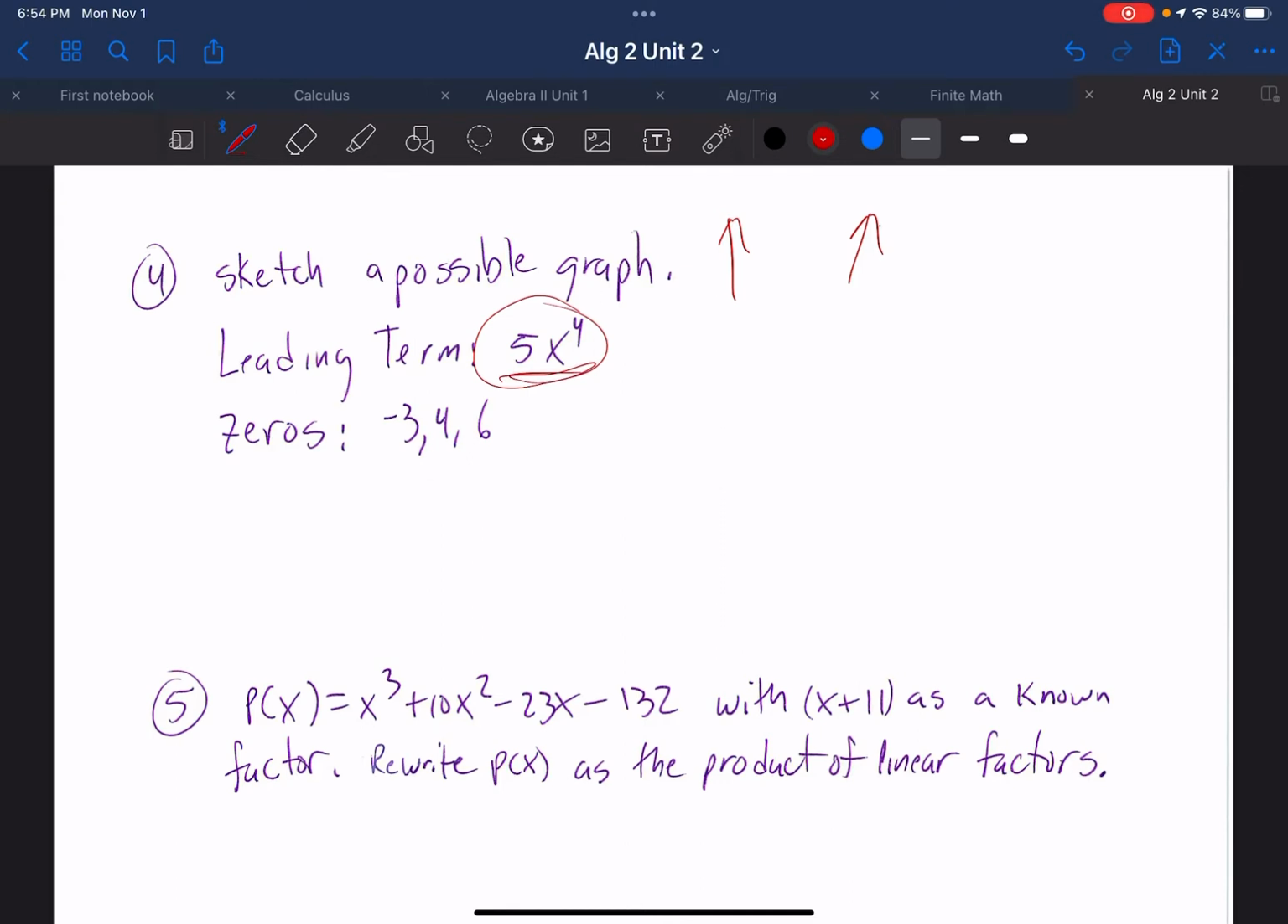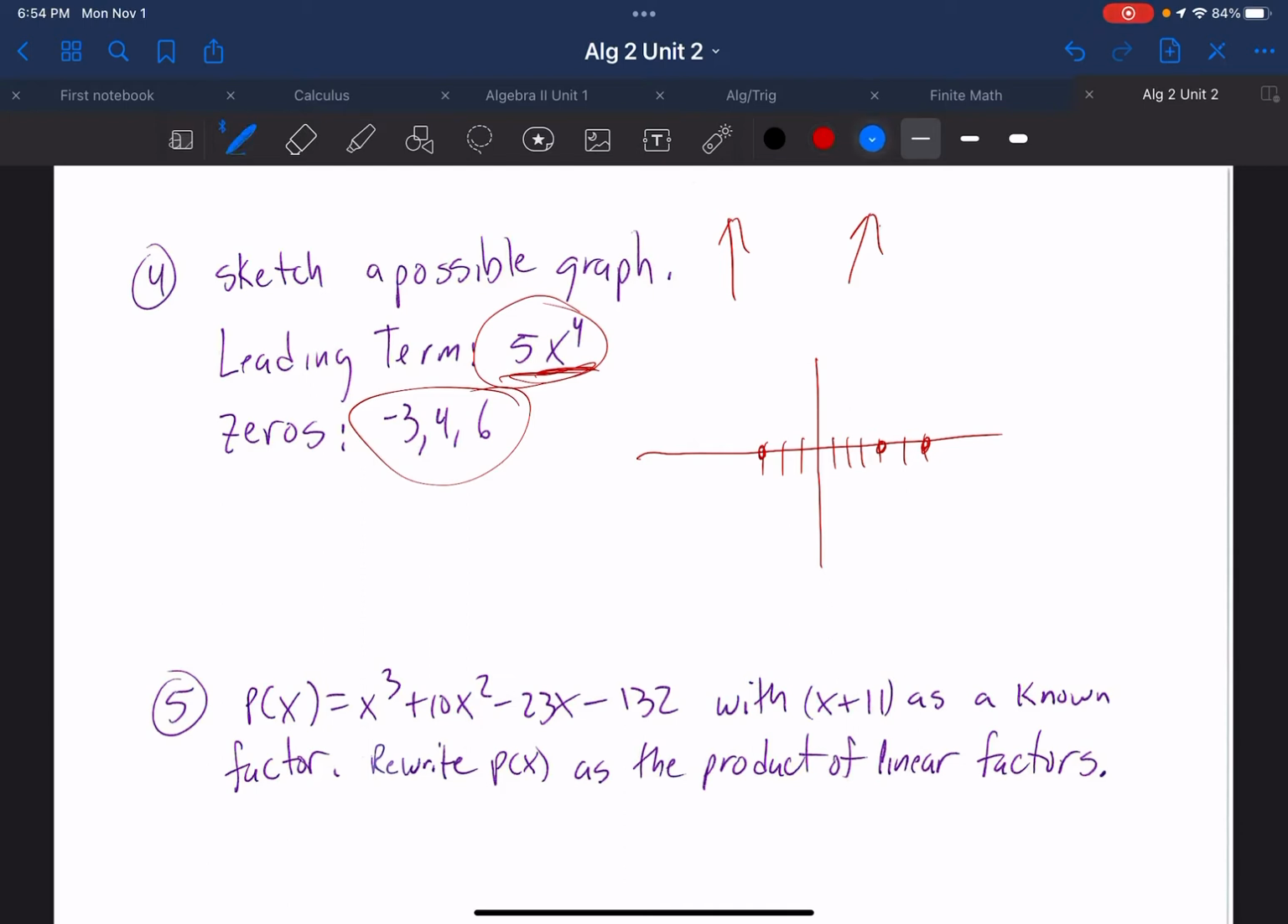Now, there's supposed to be 4 zeros of the function. I only gave you 3, which means there's a bouncing situation. So it has to bounce off of one of those. We can make it bounce off of any one that you want. You can pick whichever one makes you happy. So -3, 1, 2, 3, put a dot. 4, 1, 2, 3, 4, put a dot. 5, 6, put a dot. So wherever you want to make the bounce happen.